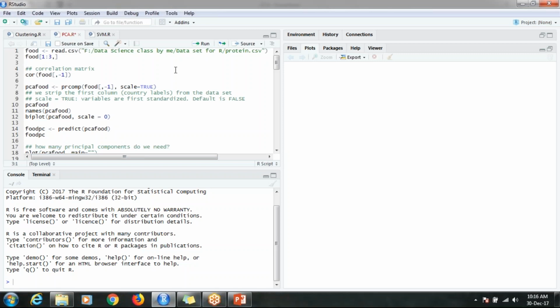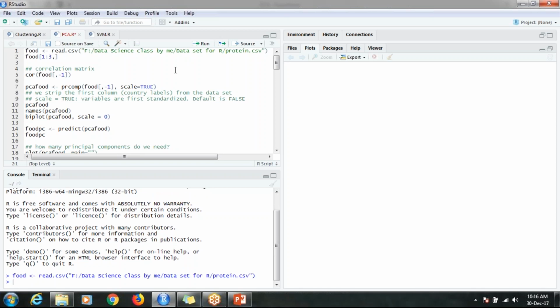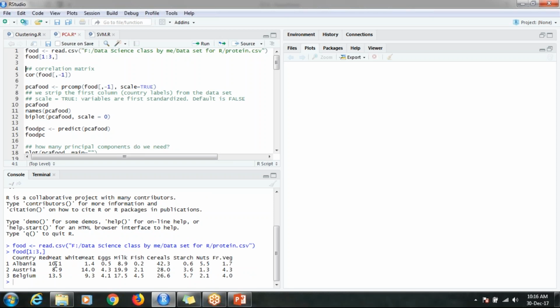So here I have a simple data set of protein. Last time, if you remember, we worked with the protein data set. So let me load this and start working with this. This is quite a familiar data set that we worked on earlier.